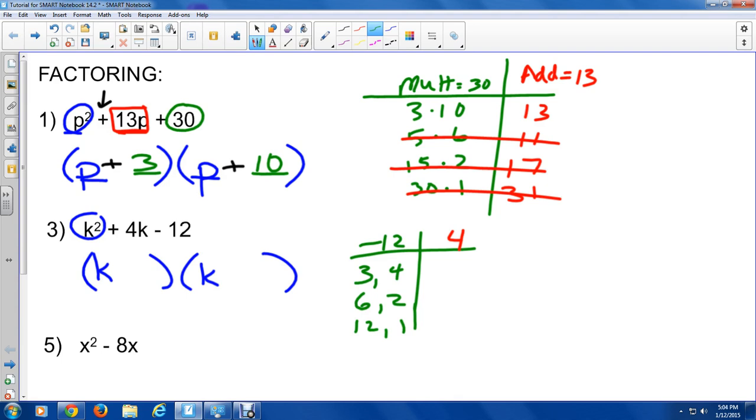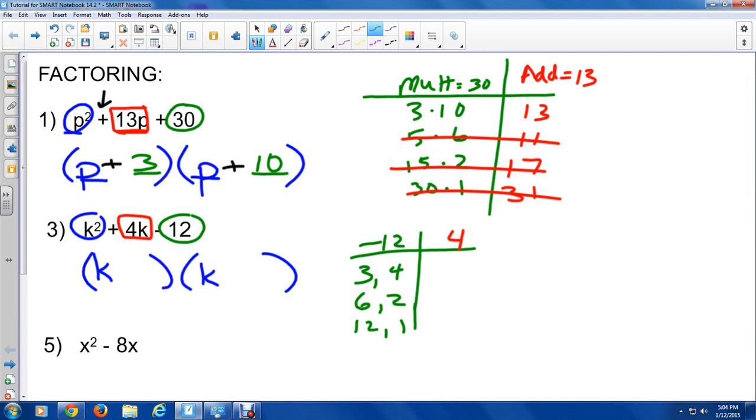Can't make them both negative because that would give you a positive when you multiply. Now I am noticing that the middle term, when I add them, is a positive. So that's indicating to me that the bigger of the two numbers has to be positive. And if you don't see it right now, you can try it the other way. But it is going to make the bigger of the two numbers positive.